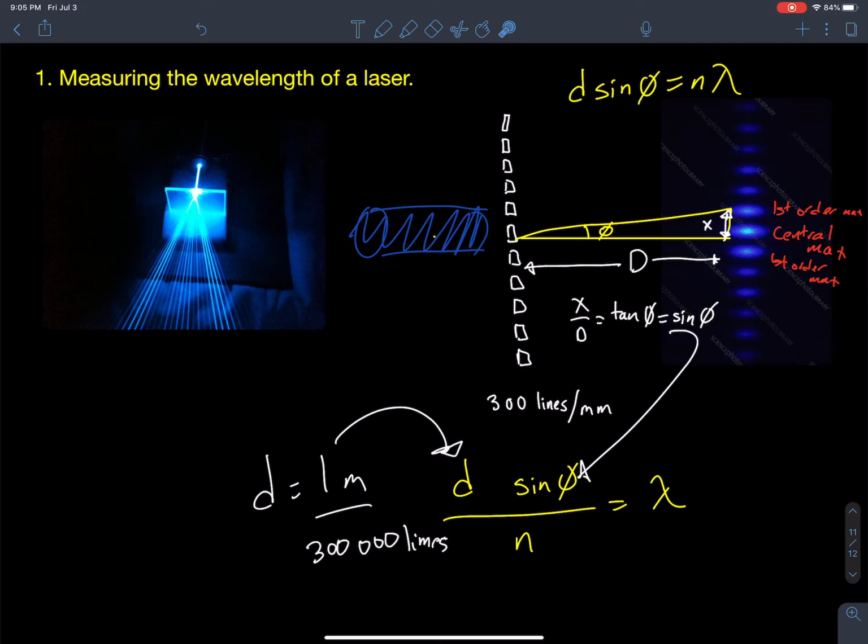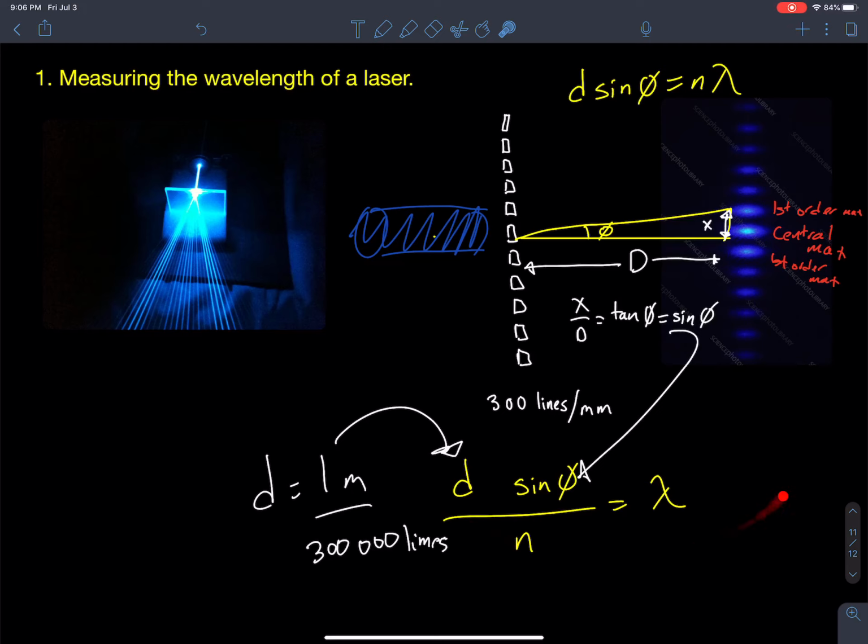The reason I'm not putting these numbers in here is because this is a lab that you're going to have to do in your first pivot activity. You're actually going to measure these angles and calculate the wavelength of a laser. Or if I told you what the wavelength of the laser is, you can then calculate how many lines there are per millimeter in a diffraction grating. That would be the second experiment you would do.